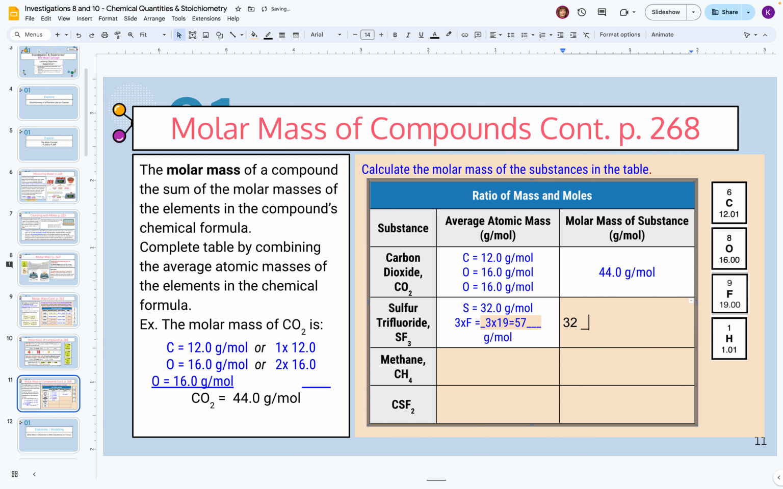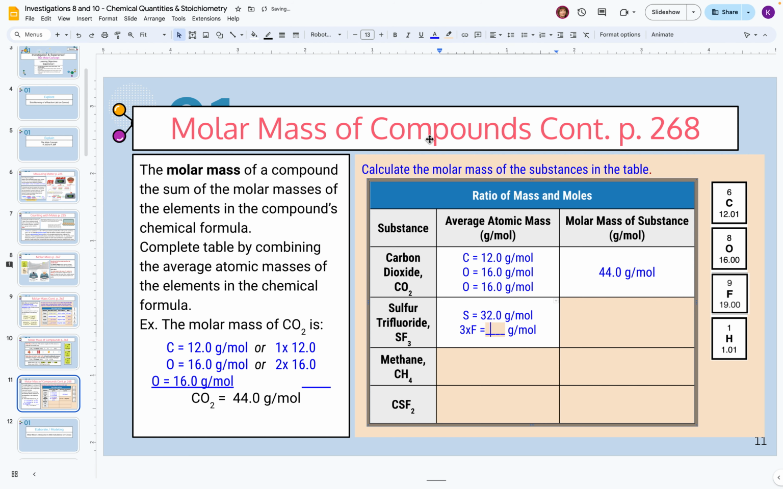32 plus 57 is equal to 89. And then we always use this unit, grams per mole. All right, so you can do the other 2. Now, the next worksheet we're going to do is a repeat of this.